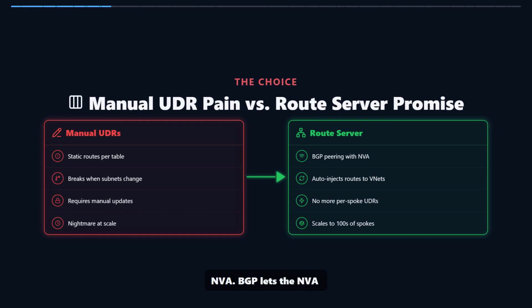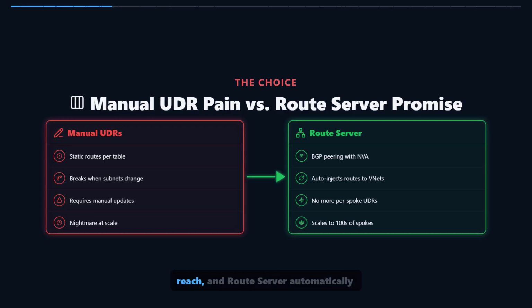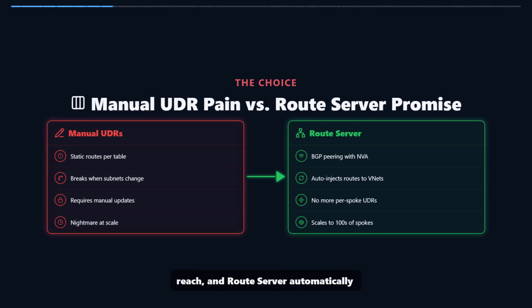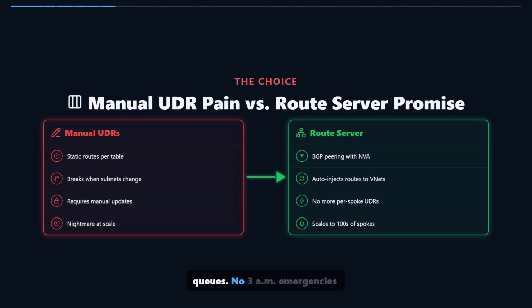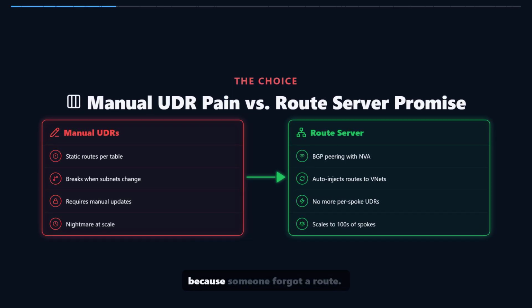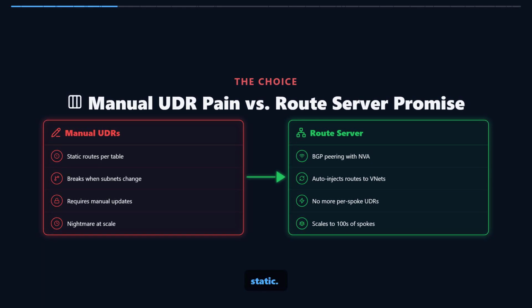BGP lets the NVA announce which networks it can reach, and Route Server automatically injects those learned routes into every linked VNet. No ticket queues, no 3 a.m. emergencies because someone forgot a route. The difference is dynamic versus static.